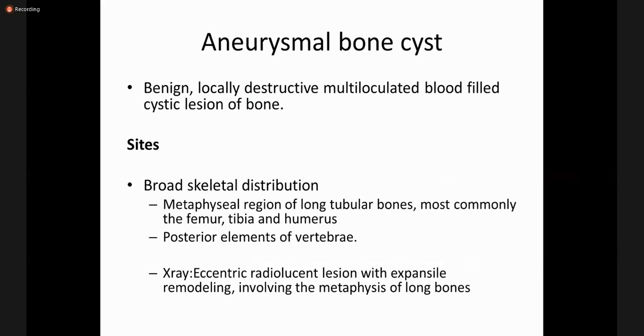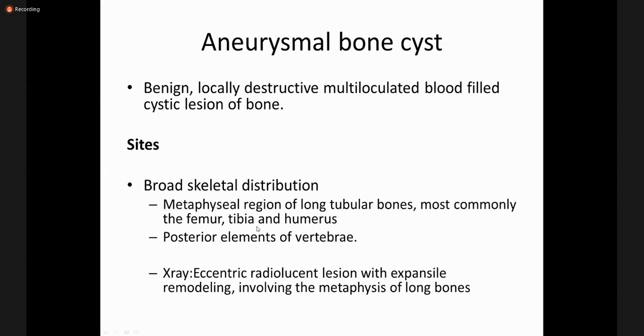Then aneurysmal bone cyst is the most common cyst of the bone. It's a benign, locally destructive, multiloculated blood-filled cystic lesion. These other ones are the simple bone cysts of the bone. Aneurysmal bone cyst may be primary, or may be associated with some other bone tumors.